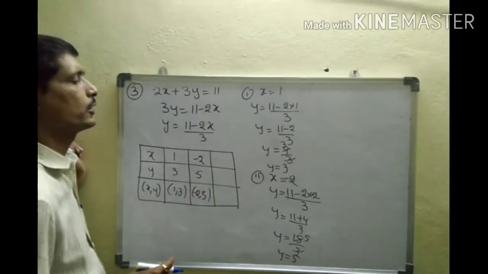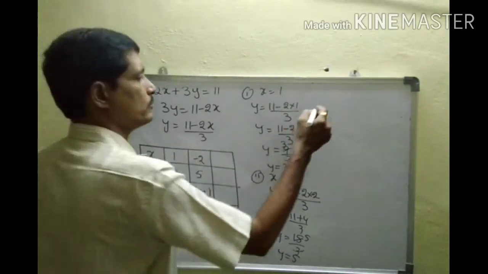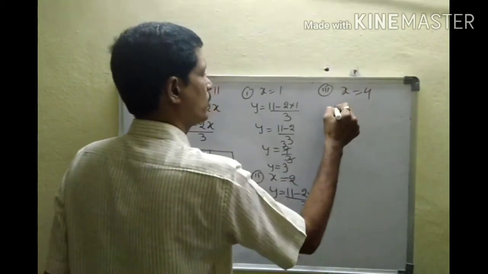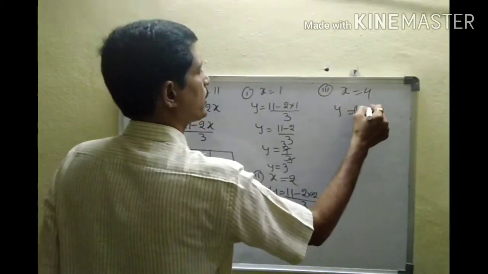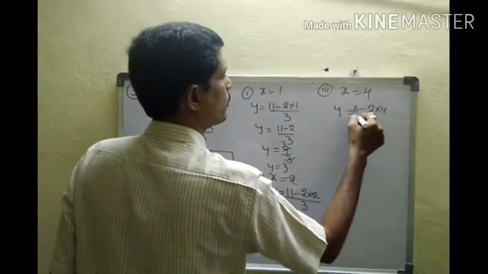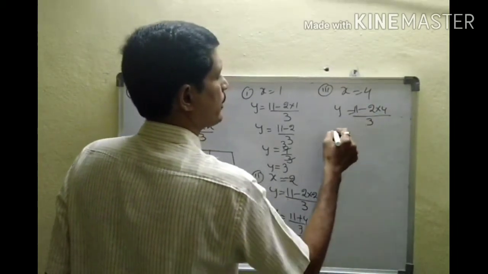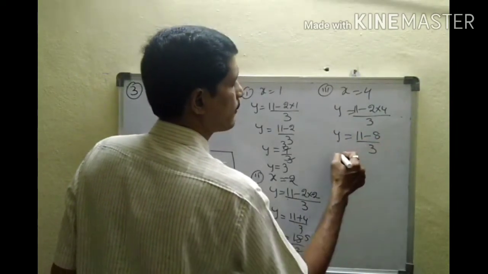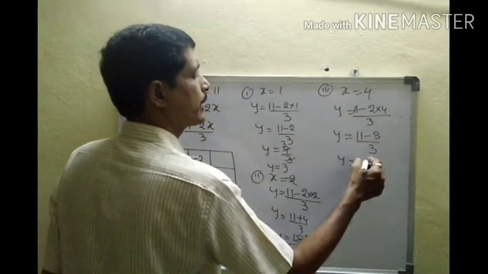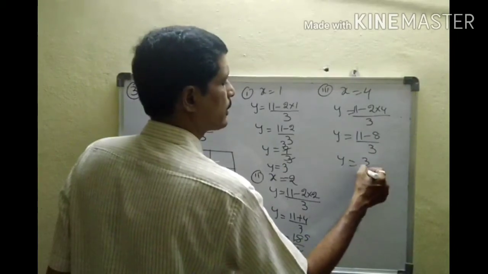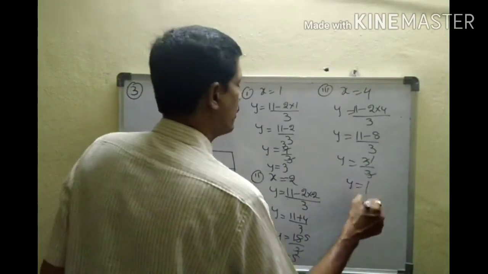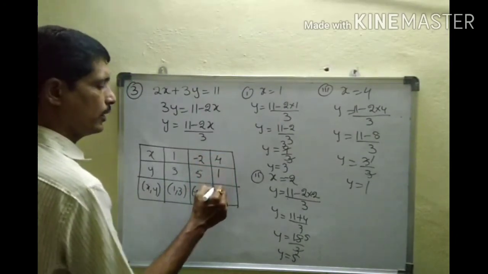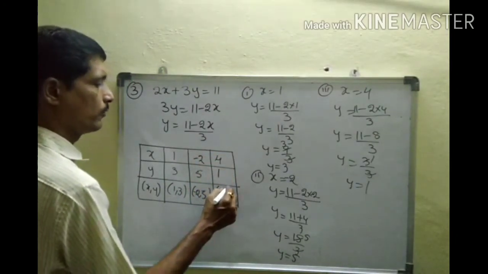Next substitute x equal to 4. X equal to 4. Y equal to 11 minus 2 into 4 by 3. Y equal to 11 minus 8 by 3. Y equal to 11 minus 8, that is 3 by 3. 3 ones are 3, y equal to 1. Here 4 comma 1.